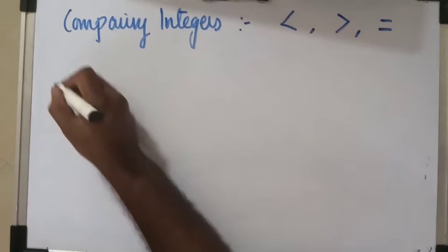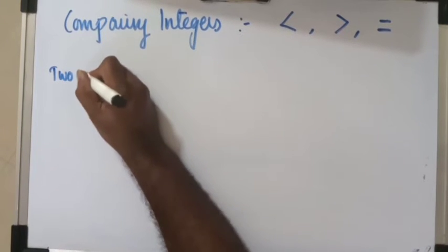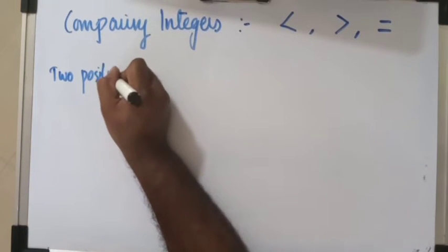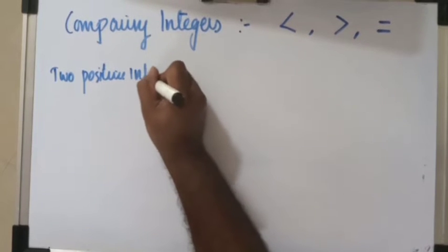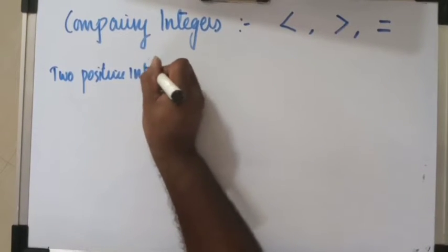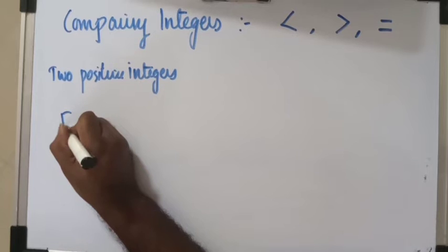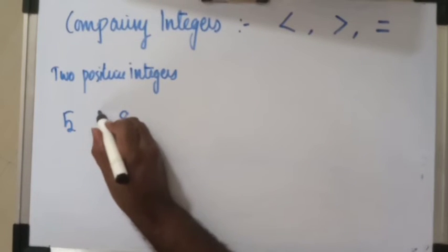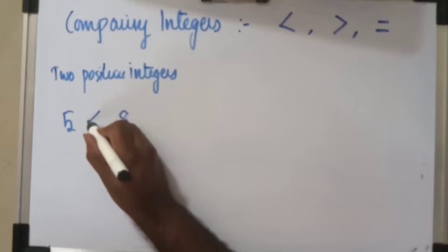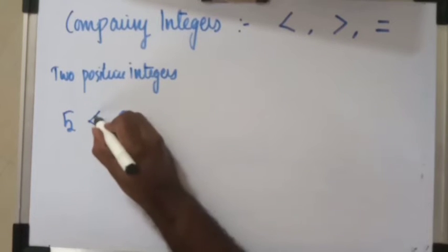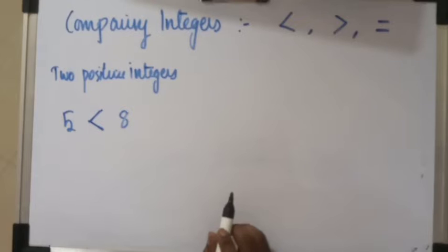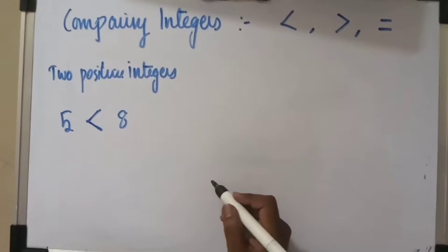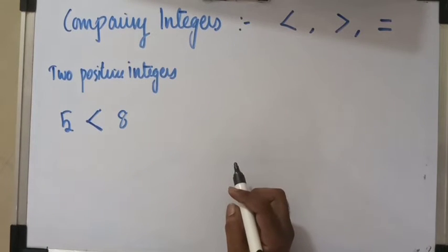Say I compare two positive integers, 5 and 8. Which is the bigger number? 8 is the bigger number. So my sign goes like this. The closed part shows that the number is small and the open part shows that the number is big. So here 8 is the greater number.